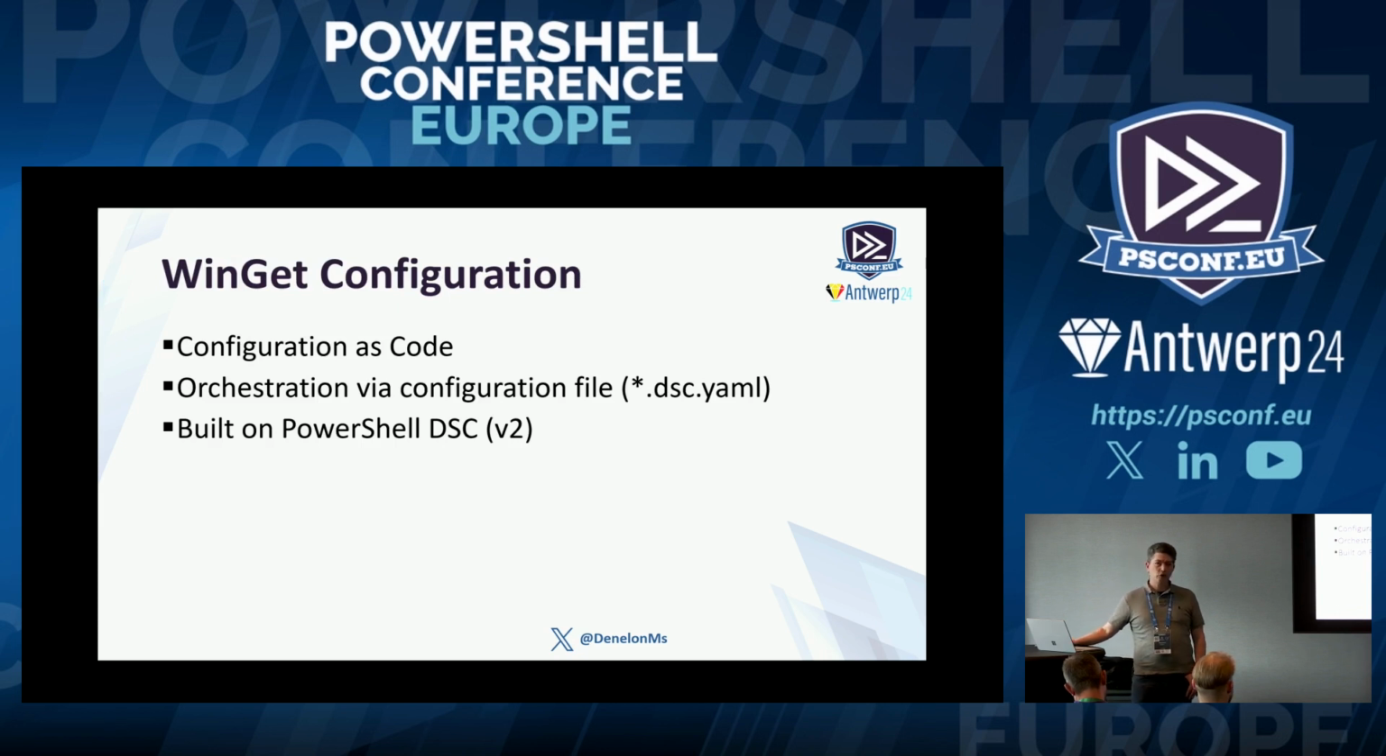So WinGet configuration could not have existed without a reasonably stable package manager. And we were releasing support for dependencies in WinGet 1.6. That was really the milestone that allowed us to start looking at configuration management. And I think of this as more of configuration as code. I would say more so than infrastructure.